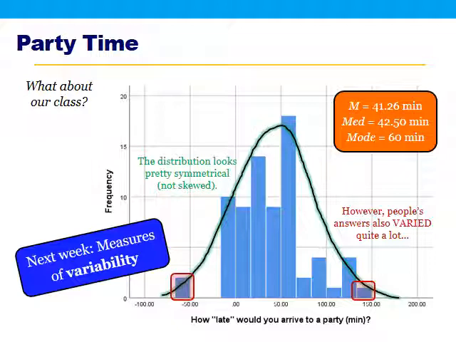So what we're going to talk about next week, in the same way that today we talked about 3 measures of central tendency, next week we're going to talk about 3 measures of variability. How do we explain how spread out these scores are?